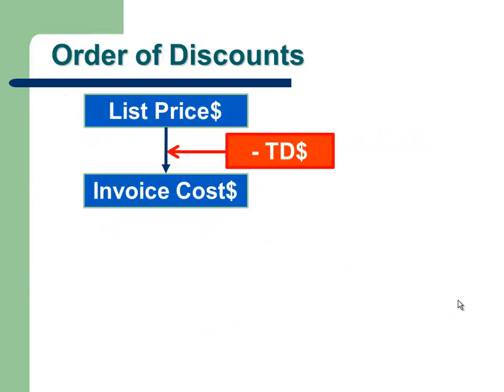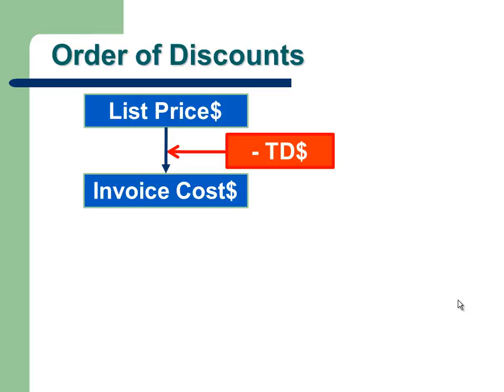So now let's revisit the diagram that I showed in the last module in terms of the order of discounts. Now that we've learned all the discounts as well as the dating terms and how to calculate anticipation, we can understand this order of discounts much better, right? The trade discount is taken off from the list price or suggested retail price. Once you take off the trade discount from the list price, what's left is what we call invoice cost. Trade discount is used to establish the item invoice cost.